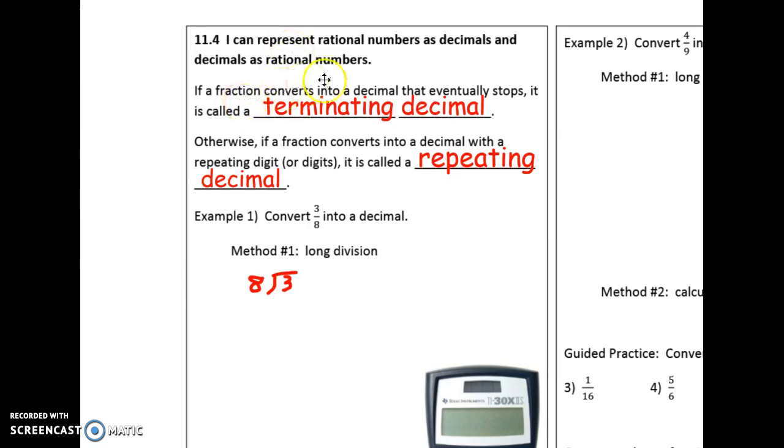So if you can convert a fraction into a decimal and that decimal stops or ends, it's called a terminating decimal. If the fraction converts into a decimal that doesn't ever end, we could call it non-terminating. If the digits repeat and go on forever and ever, we could also call it a repeating decimal. So the two types of decimal that are possible, terminating and repeating. First, we're going to use long division to convert a couple examples, and then we'll look at the calculator to see how the technology makes our life easier.